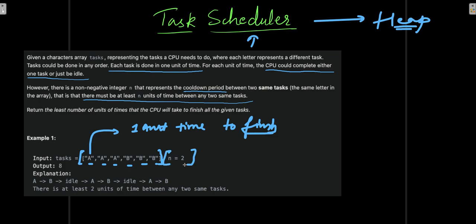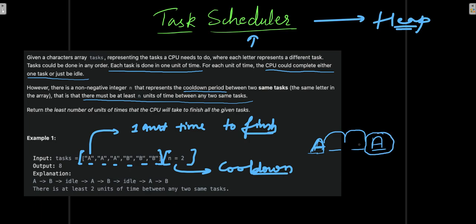Other than that, we have been given n, which is the cooldown. How we understand the cooldown is that it is the difference between two similar tasks, or the minimum amount of time which we need to put between two same tasks. For example, for a cooldown of 2, let's start processing A first. After that we need to wait 2 cycles, this one, this two, and then again we can process A. So I hope you are getting a small idea of what cooldown is. We need to wait cooldown number of cycles to process the same task again.